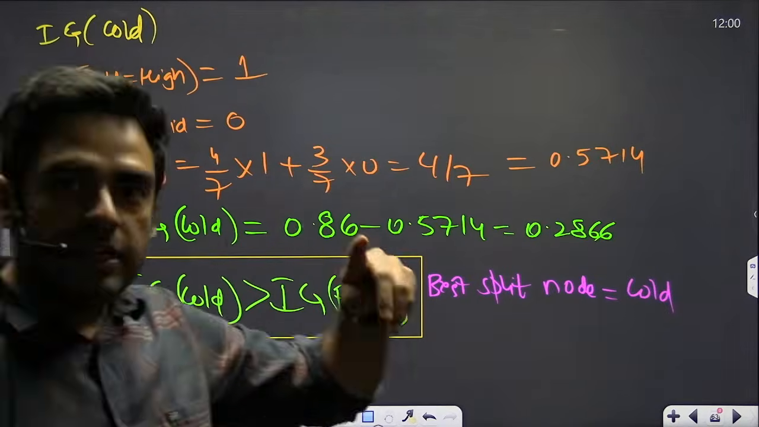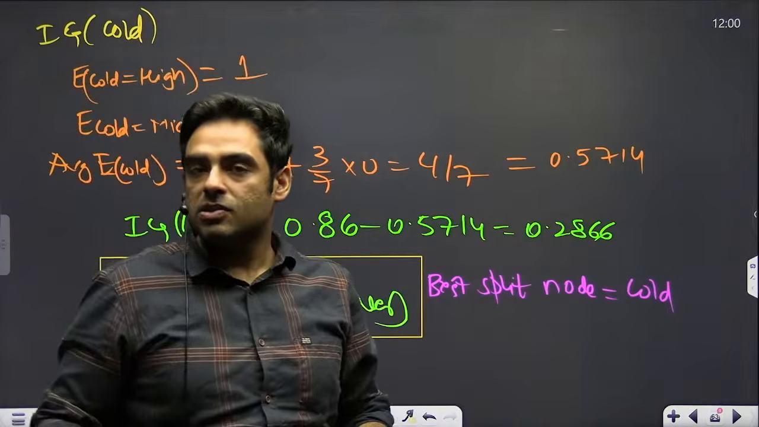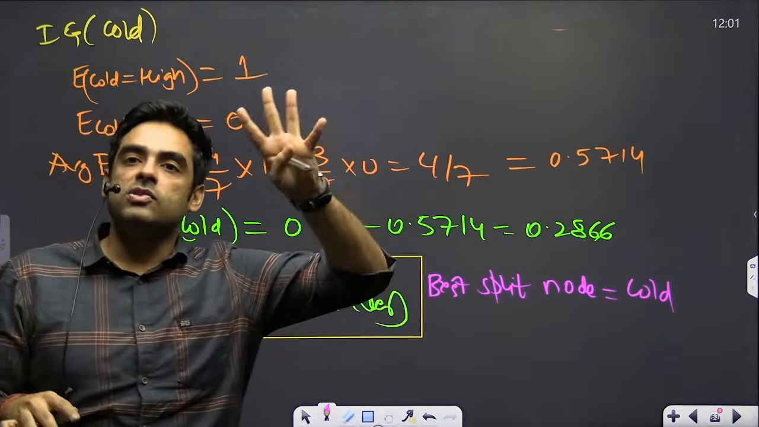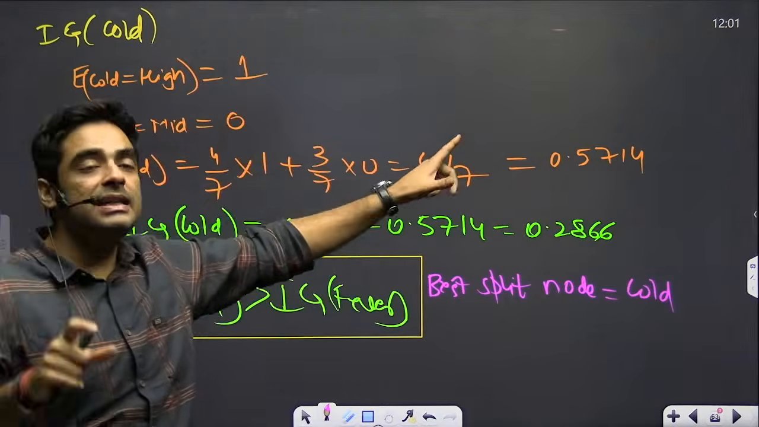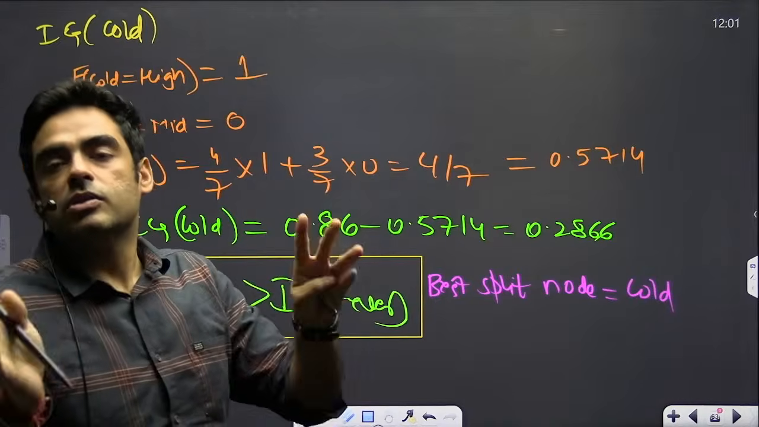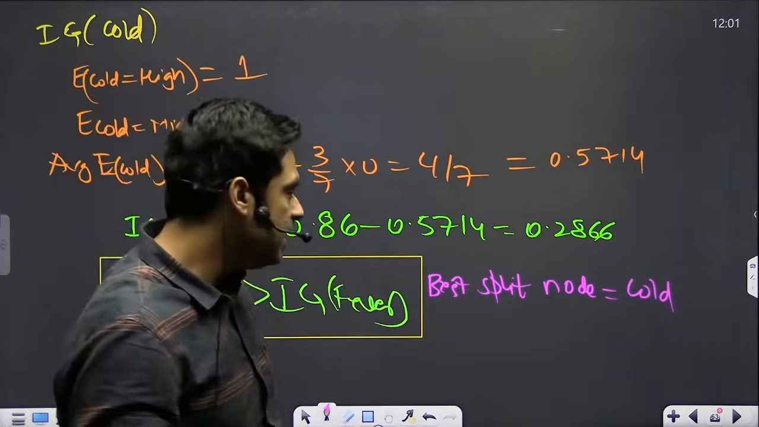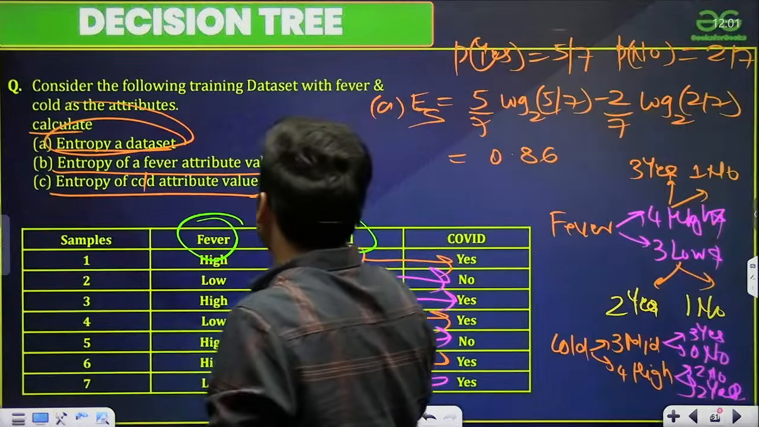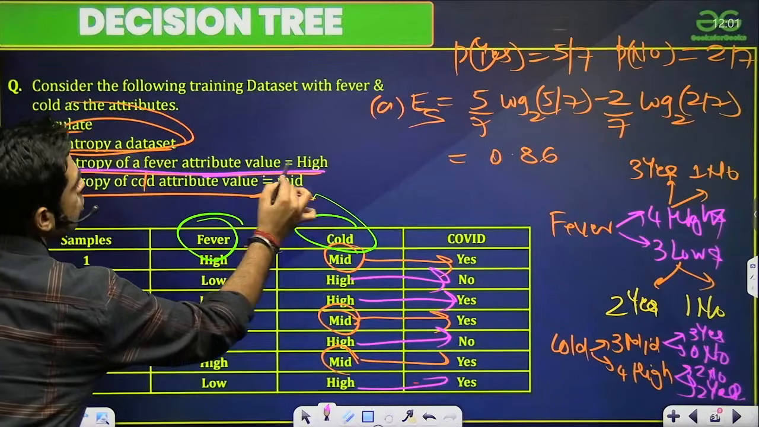Definitely look once again at this video if there is any doubt, and solve this question. This is all regarding the information gain. Now you can easily answer these questions. What is the entropy of a fever attribute value equals high?